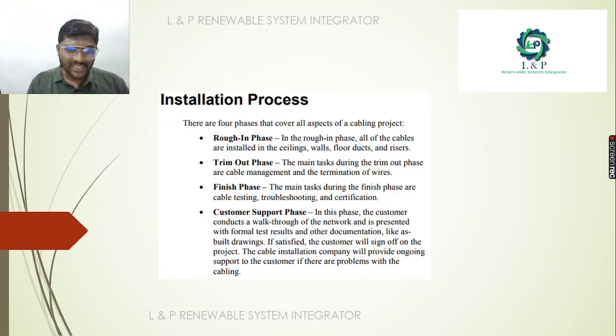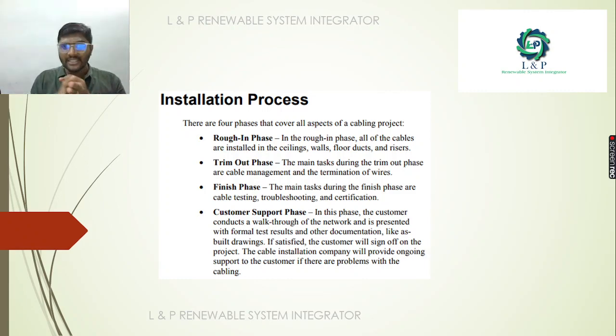This installation process has 4 different phases, especially in structured cabling. First is the rough-in phase. In the rough-in phase, all the cables will be installed in the ceiling, walls, floor ducts and the risers. Next is the trim-out phase. The main tasks during the trim-out phase are cable management and the termination of the wires.